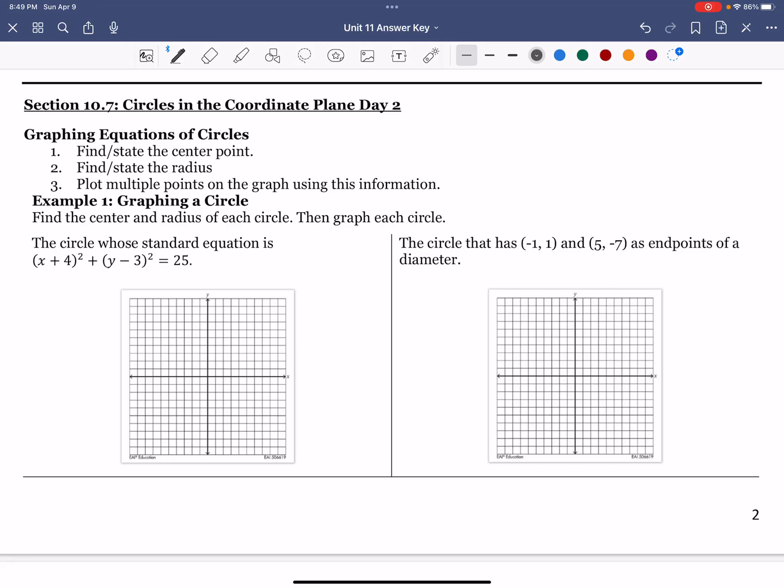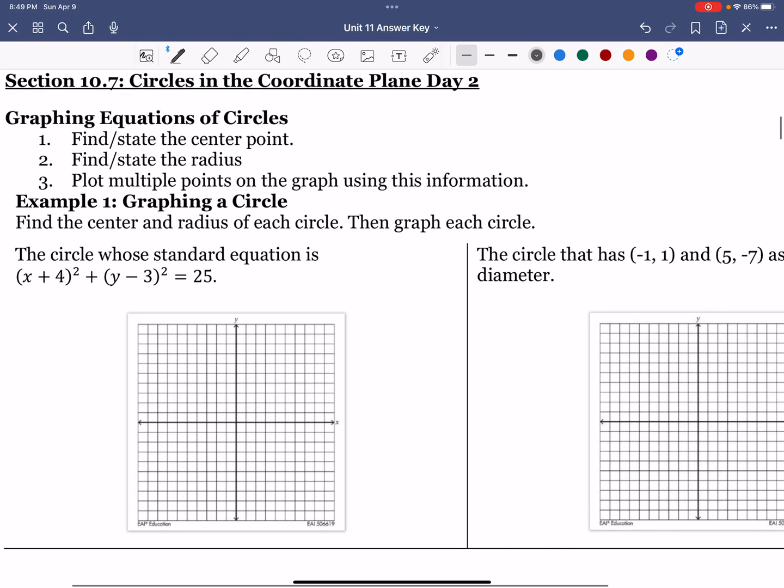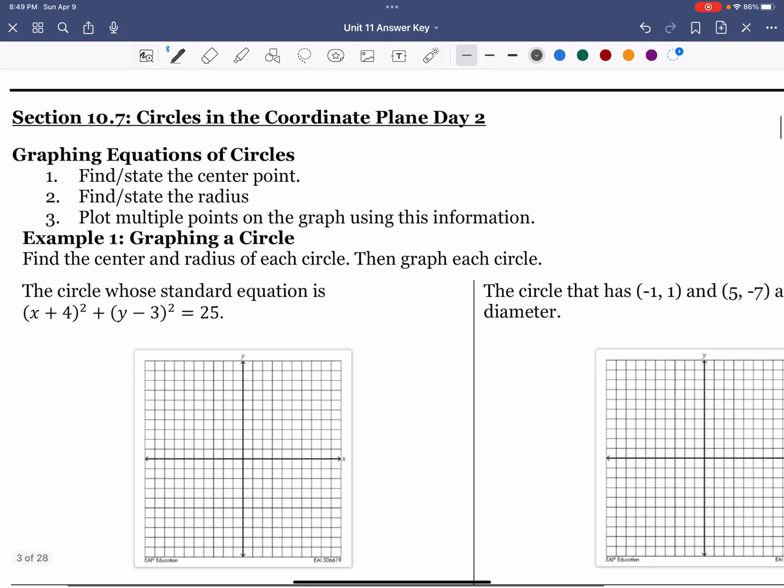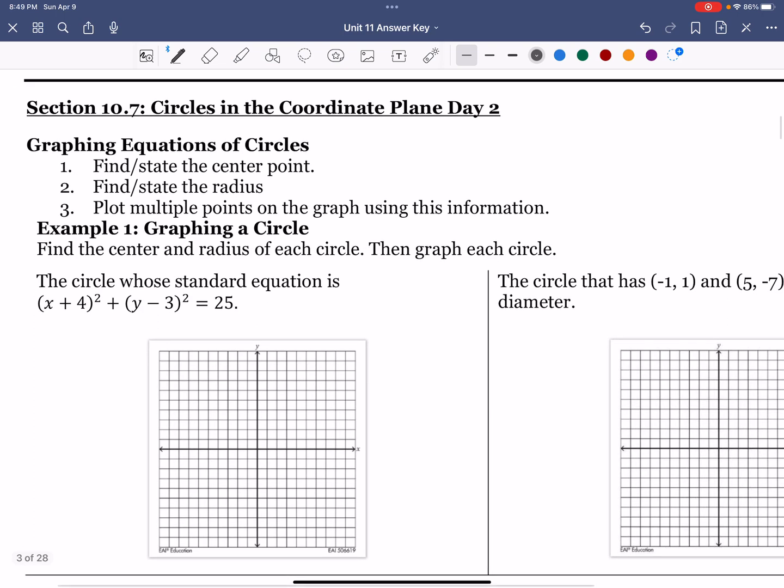Welcome back to section 7. This is actually part 2 of chapter 10, section 7. We are talking about graphing equations of circles. I have 3 steps here that we need to pay attention to.